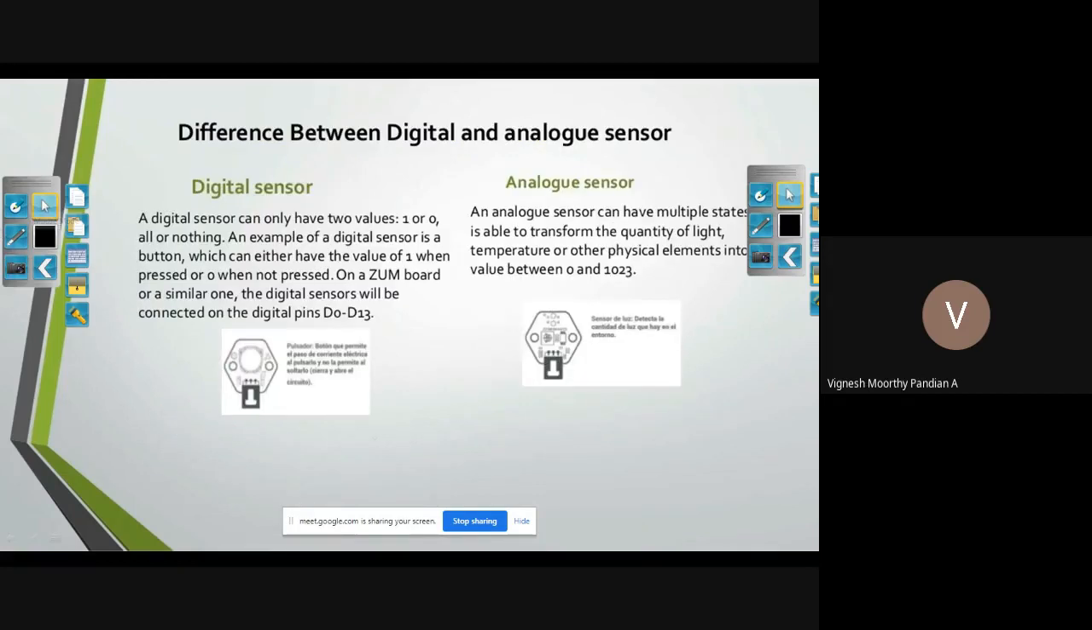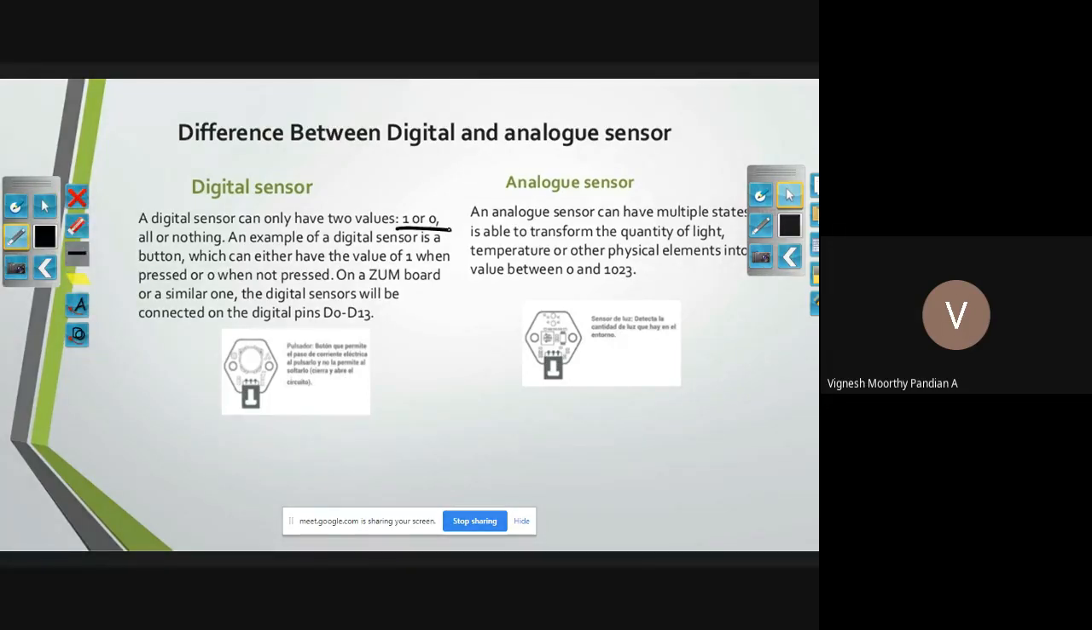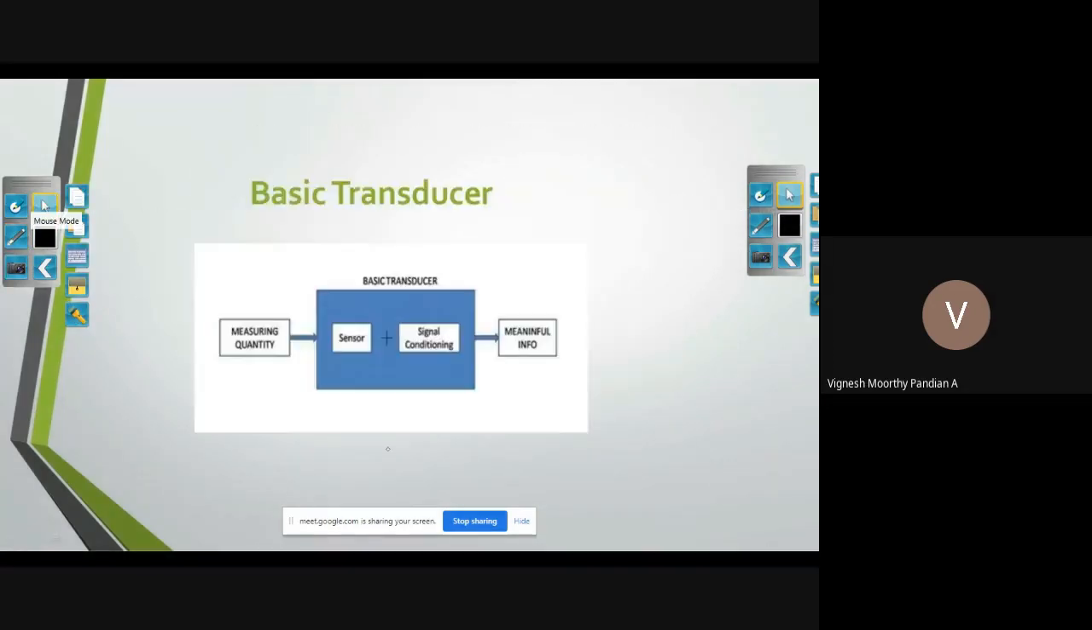Next one is difference between digital sensor and analog sensor. The digital sensor can have only two values, that is 0 and 1, that is all or nothing. These are the two values a digital sensor can have, but on the other hand, an analog sensor has multiple states, like the quality of light. The value is between 0 to 1023. So this is the difference between the digital and analog sensors.